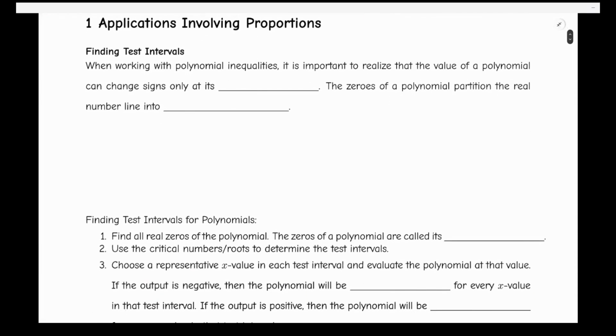Finding test intervals. When working with polynomial inequalities, it's important to realize that the value of a polynomial can change signs only at its real zeros. The zeros of a polynomial partition the real number line into intervals.